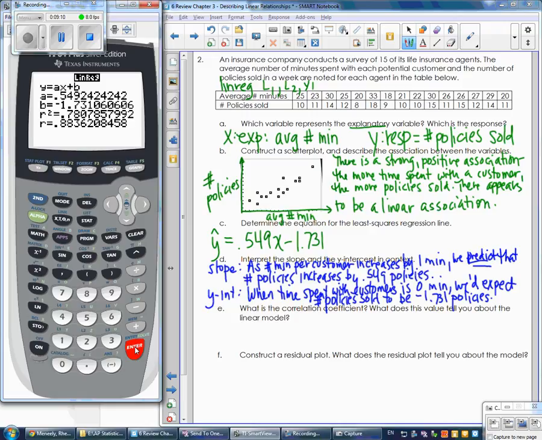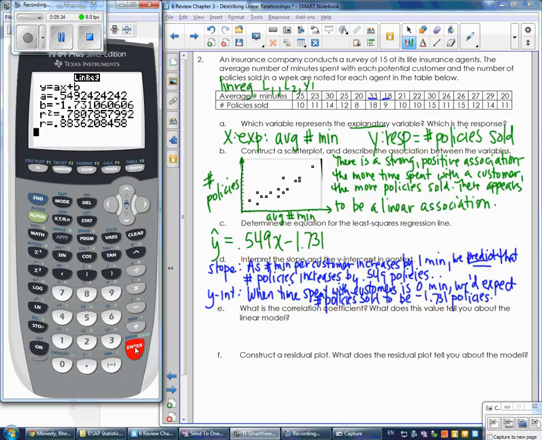Like our data, I think the lowest data value in terms of our minutes is 18, and it looks like the largest is 33. So my domain goes from 18 to 33 minutes. If I try to make a prediction that's too far beyond that, then I can't really rely on my model anymore because I don't have any data to support it. And so that's why sometimes your y-intercept is going to look like nonsense. Obviously, you can't sell a negative number of policies.